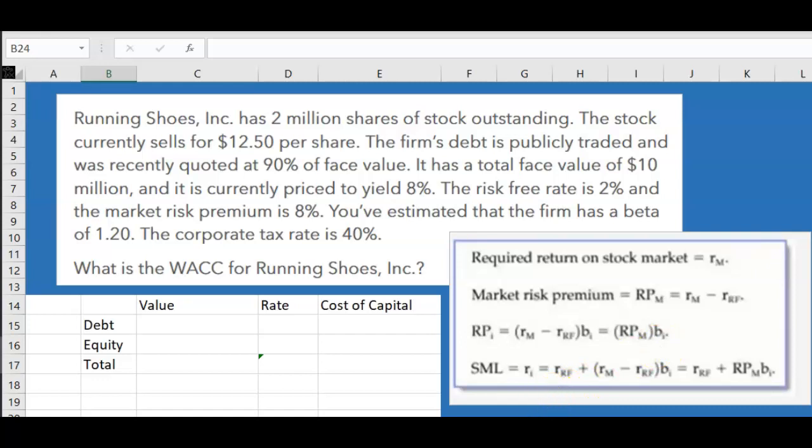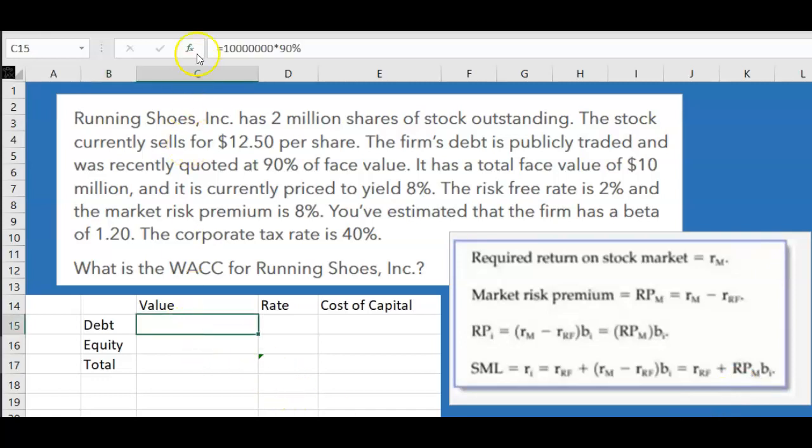And then we get to the security market line, which we are representing by the rate of an individual stock, R sub I. We calculate that by taking the risk-free rate plus the market risk premium times the beta. Okay, so we see that on the right: risk-free plus the risk premium of the market times the beta. Okay, so with that, we can solve this.